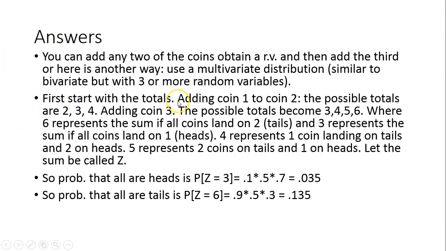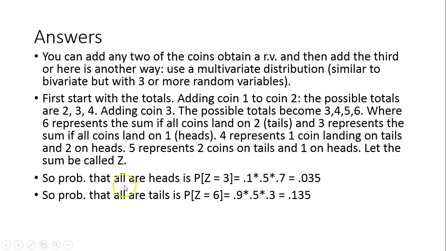So first start with the totals. Adding coin 1 and coin 2, the possible totals are 2, 3, 4. Adding coin 3, the possible totals are 3, 4, 5, 6. Where 6 represents the sum of all coins that land on 2 in this case. 3 represents that the sum of all coins land on heads. 4 represents 1 coin landing on tails and 2 coins landing on heads. And 5 represents 2 coins on tails and 1 coin on heads. Let the sum be called z.